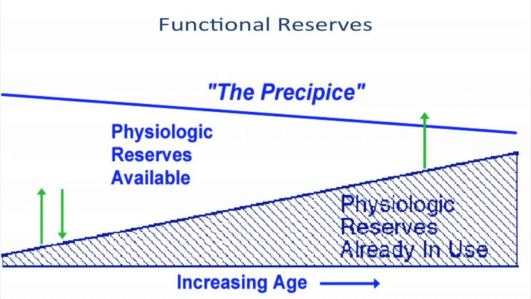And as you go from left to right, you see as people get older, they have to use more and more of that physiological reserve and have less and less of it available for them if they get sick. And because of that, oftentimes older adults will get sicker faster because they reach the precipice much faster.